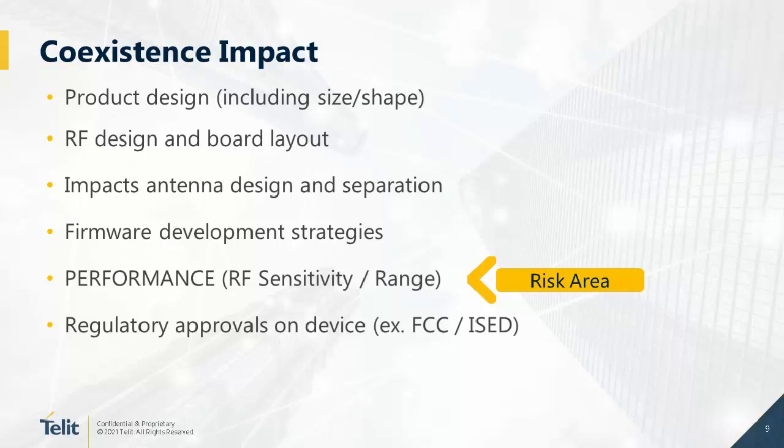Other impacts are obviously antenna design and antenna separation. When you have multiple technologies transmitting at the same time, you want a really good antenna system, but you don't want it to be too broad or too wide because it could pick up noise from other technologies and other frequencies that you're not planning on. Then there are firmware development strategies. Even if you have coexistence, you may want to try to minimize it, right?